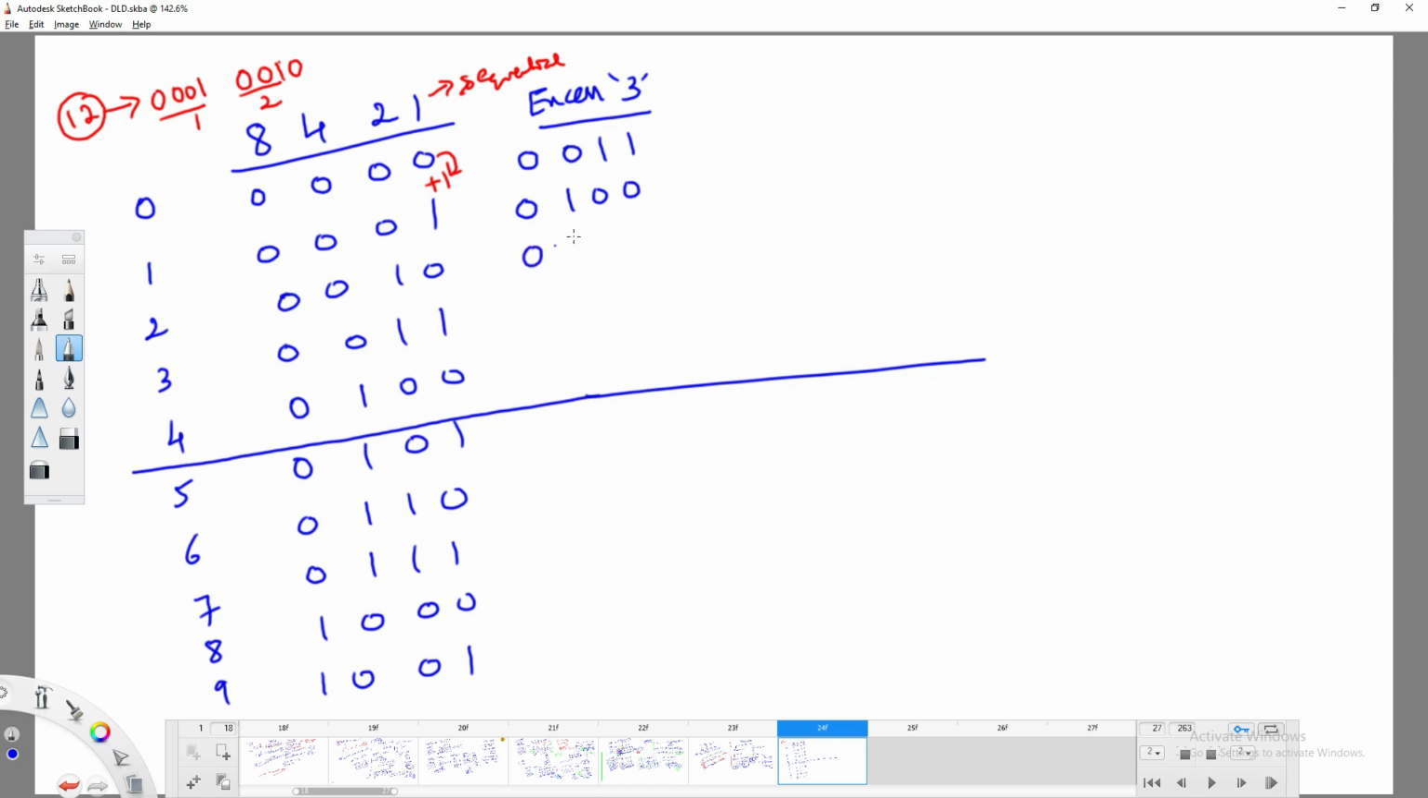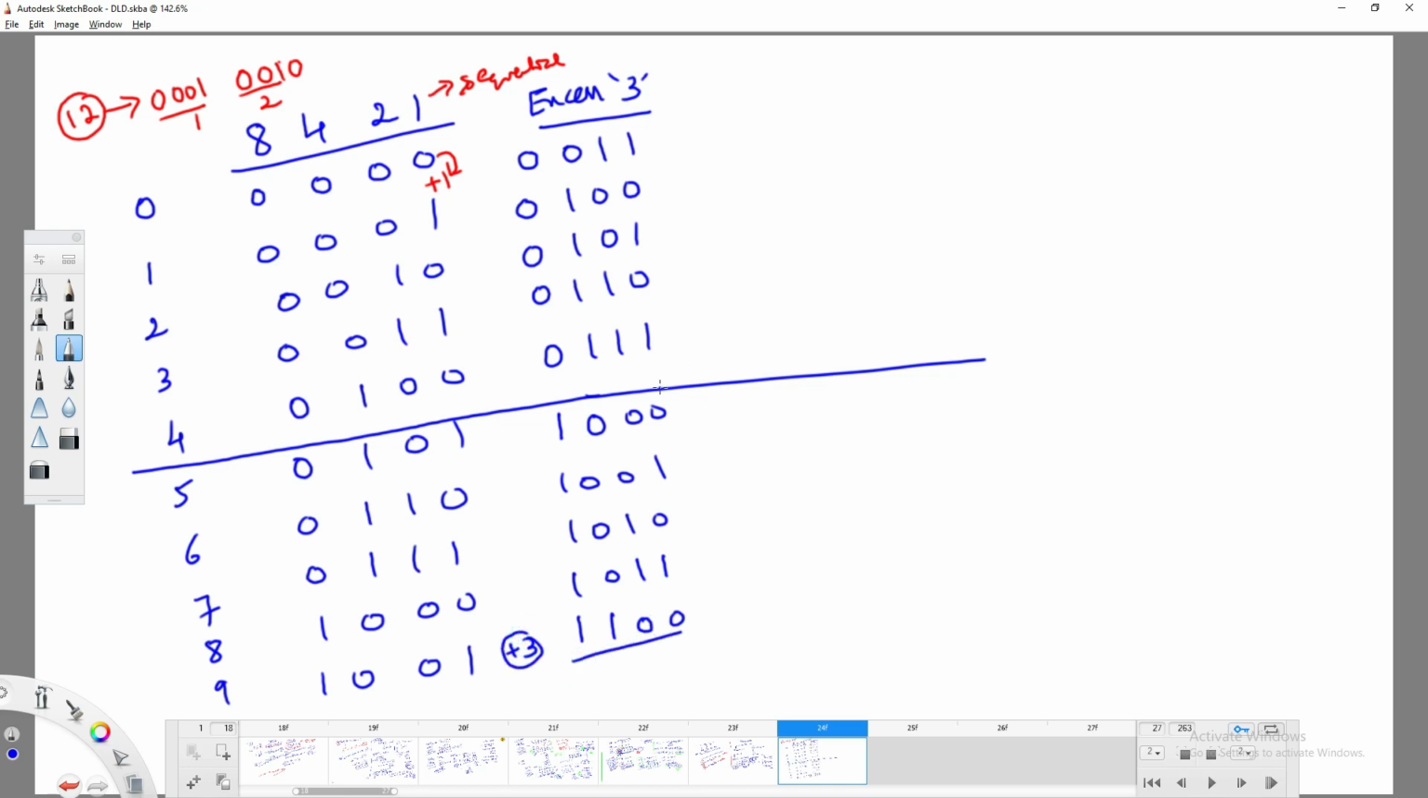Now understood, right? 2 means 0101, 3 means 0110, 4 means 0111. Why did you get 0111? 4 plus 3 is 7. Excess-3 means the existing decimal digit is added with +3. So 5 means 1000, 6 means 1001, 7 plus 3 is 10, 8 plus 3 is 11, and I think 9 is 1100. Is it okay for everyone? Yes, right? So 9 plus 3, you get 12.